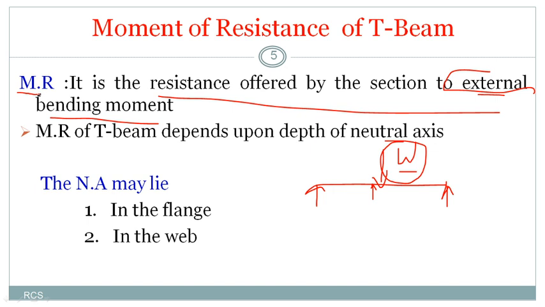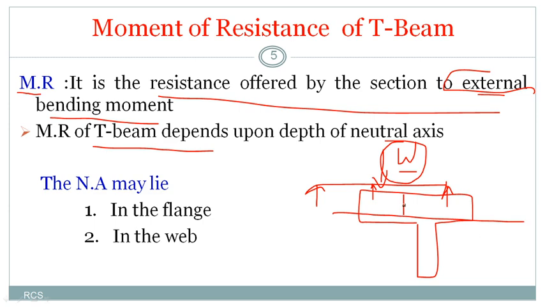You know that for the analysis of a T-beam we have to calculate the moment of resistance. But this moment of resistance in T-beams depends upon the position of the neutral axis. That means it depends on which part of the T-beam your neutral axis lies in, whether it is lying in the flange area or in the web area. Based on that, we can calculate the moment of resistance.